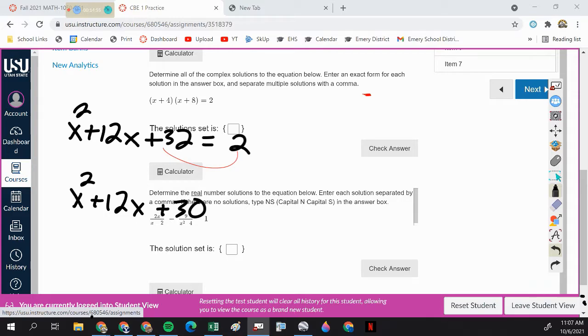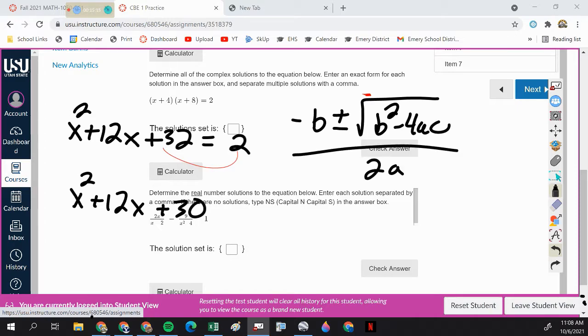So I'll show you quadratic formula. If you know how to complete the square, go ahead and use it. What's up? Okay. All right. So negative b plus or minus the square root of b squared minus 4ac over 2a. Negative 12 plus or minus the square root of 144 minus 120. Is that right?